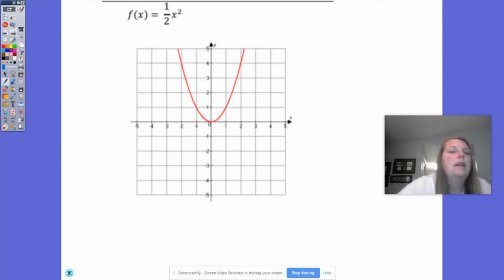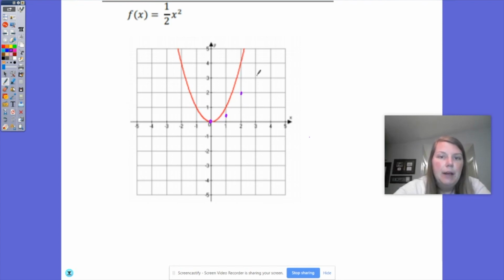All right. The next one, now I'm doing the opposite. I'm taking half. So again, I'm not moving left, right, up, or down. So my vertex is going to be the same. But I'm going to take half of all my y values. So at 1, I'm no longer at 1. I'm going to be at half. At 2, I'm not going to be at 4. I'm going to be at half, which would be at 2.